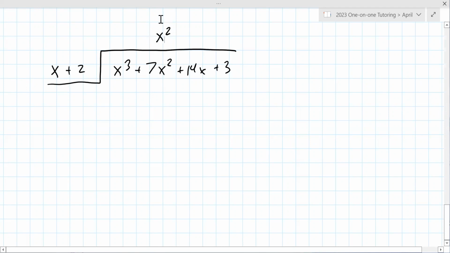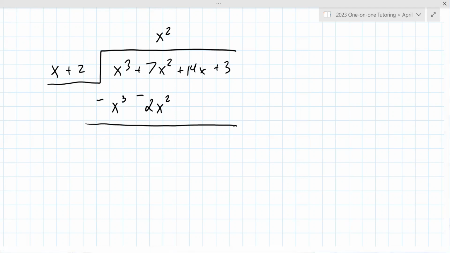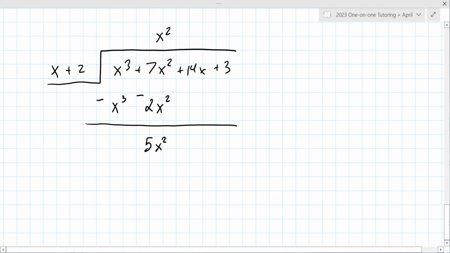Then you take whatever you put up top here and you multiply by each of these on the left. x cubed, 2x squared. Then you change the sign. And every time I draw this horizontal line, I know that I'm going to add. That's borrowed from accounting, by the way. So it's x cubed minus x cubed, that's 0. 7x squared minus 2x squared, that's 5x squared. Okay, and then because I know I'm going to need at least 2 terms, I bring down the 14x.